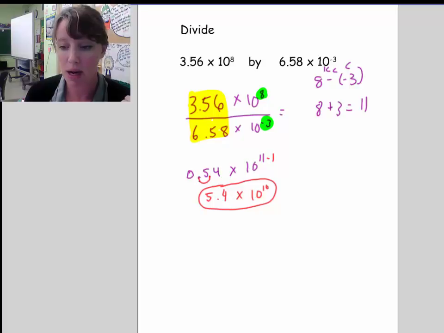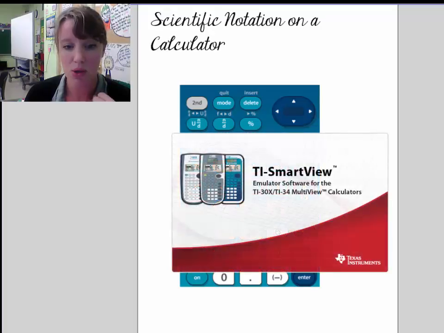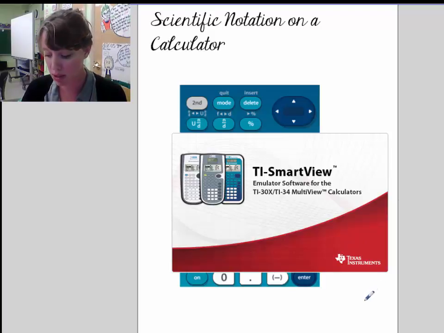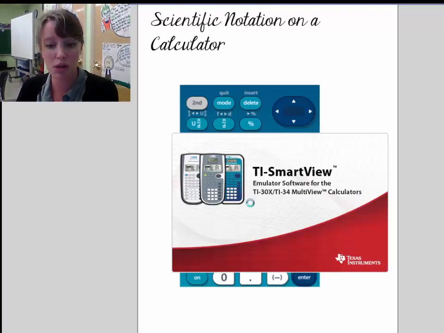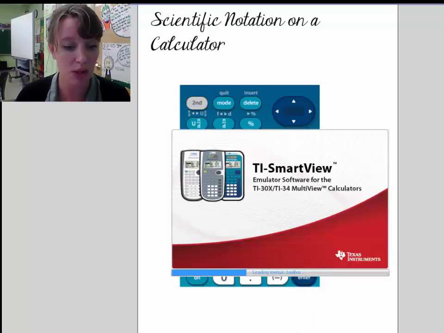Okay. Now, scientific notation on a calculator. So if I take my calculator and I want to divide these two numbers on a calculator, I'm going to show you the keystrokes you're going to use. Bear in mind that a lot of the times we're not going to use a calculator to do these problems.